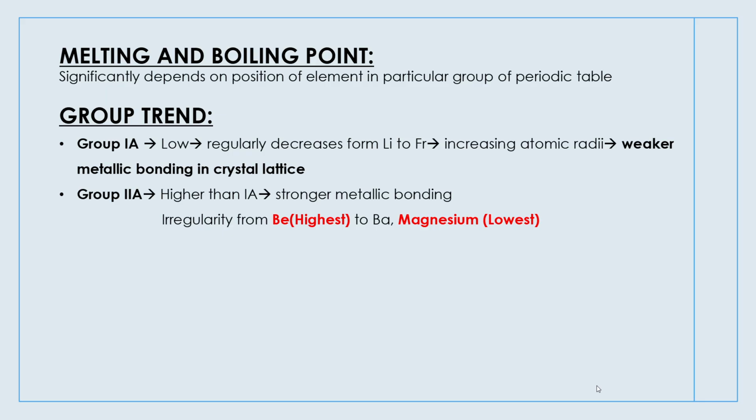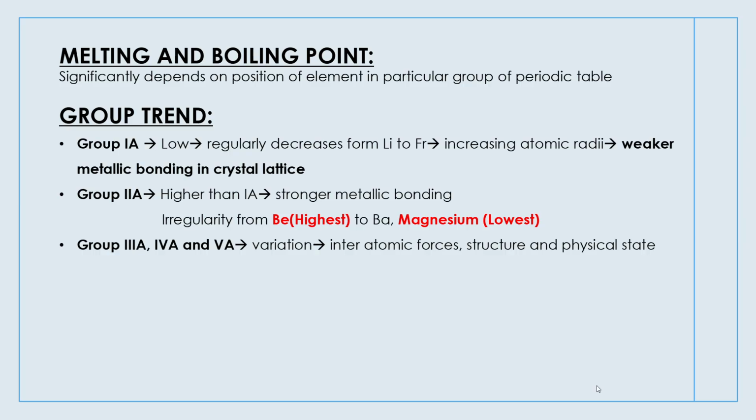For group 2A, the melting and boiling points are much higher as compared to group 1A because they have much stronger metallic bonding. But there is an irregularity from beryllium to barium. You might get a multiple choice question asking which element has the highest melting and boiling point in the alkaline earth metals, or group 2A. It is beryllium. And magnesium has the lowest melting and boiling point.